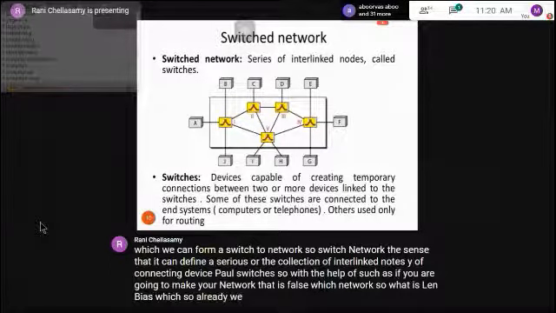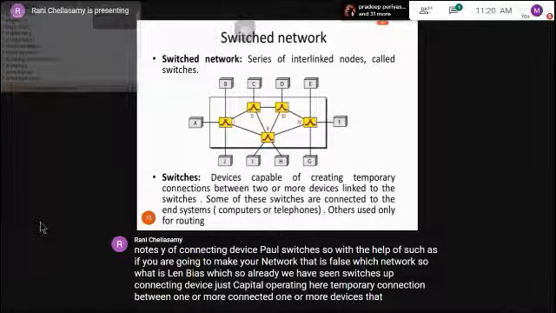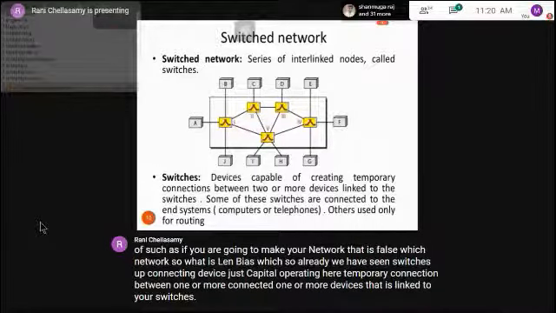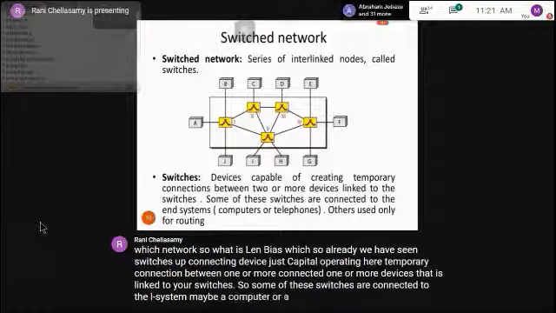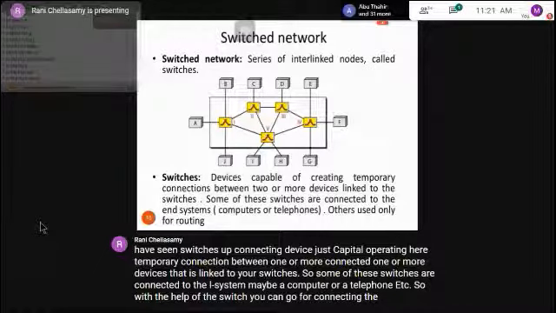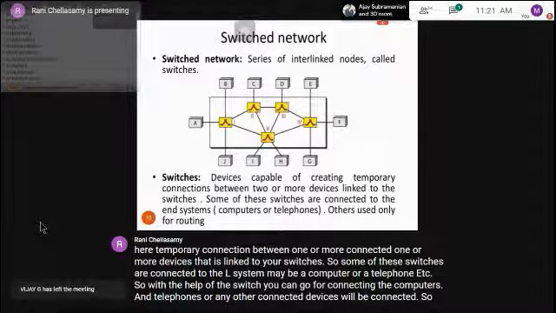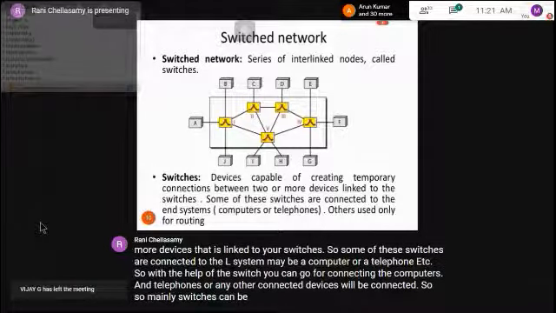What is meant by a switch? We have already seen that a switch is a connecting device capable of creating a temporary connection between one or more devices linked to the switch. Some of these switches are connected to the end system, maybe a computer or a telephone. With the help of the switch, you can connect computers, telephones, or any other devices. Mainly, switches are responsible for the routing purpose.